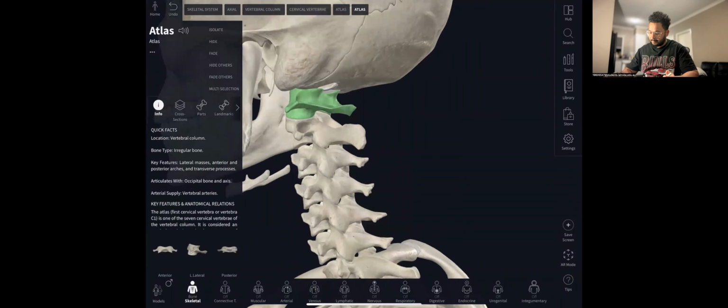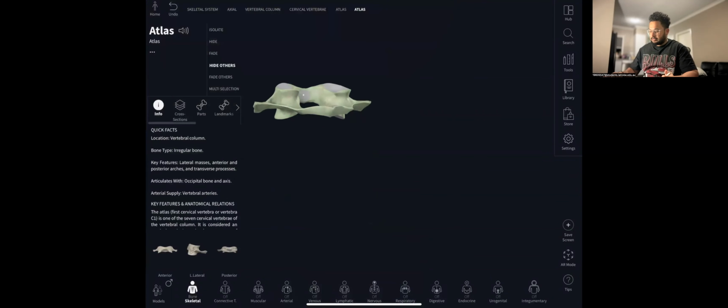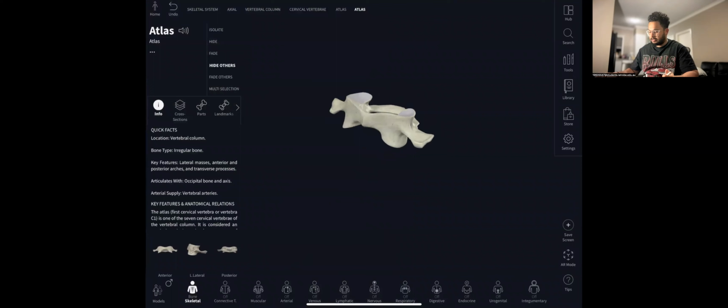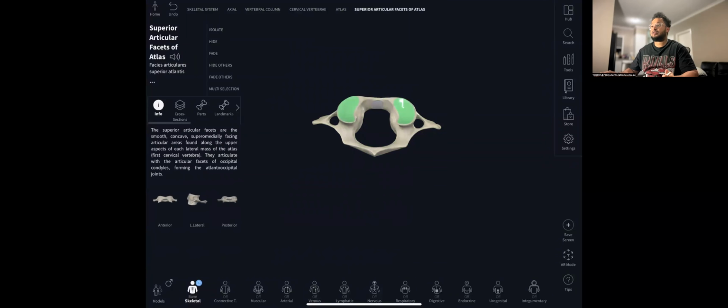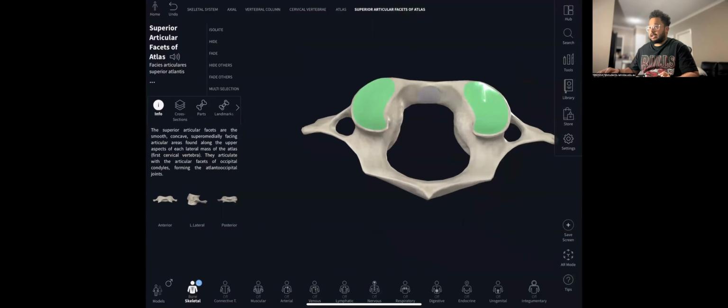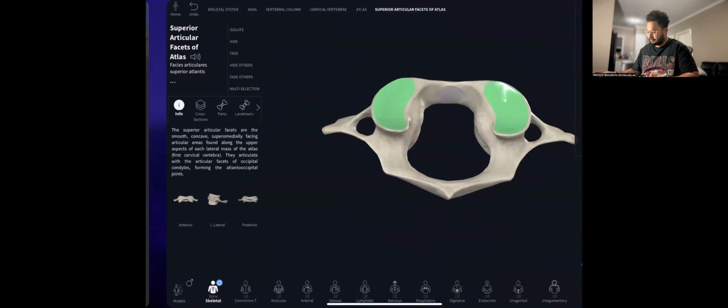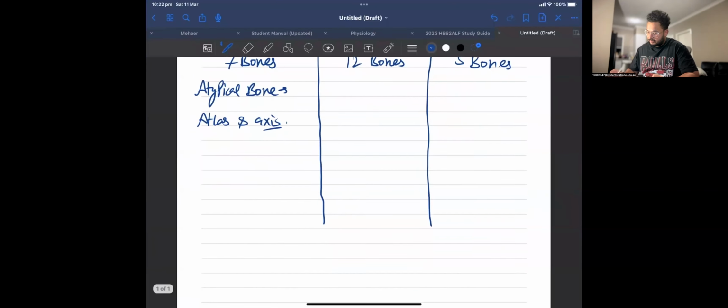Let's talk about atlas now. Atlas will be this bone. This is a pretty flat bone. It has the facets. These things are called facets. It has these facets superiorly as well as in oblique form. It has a big vertebral foramen in the middle, and on the side it has transverse foramens for the passage of the vertebral artery. So let's write about atlas.